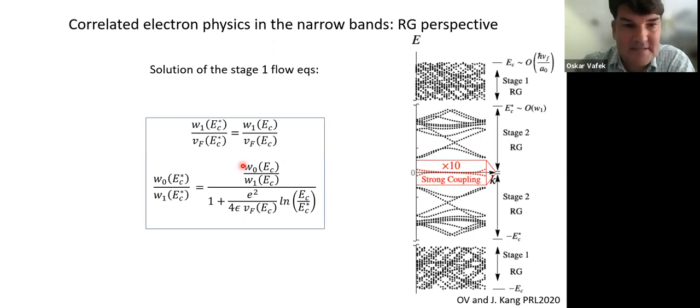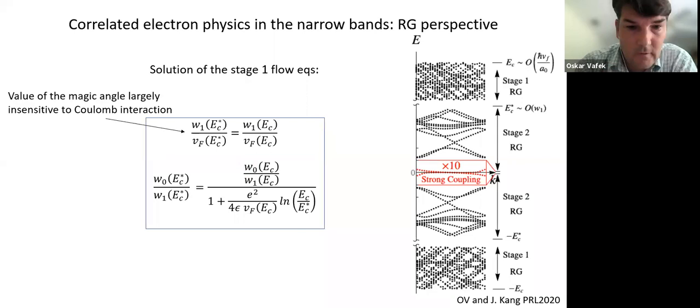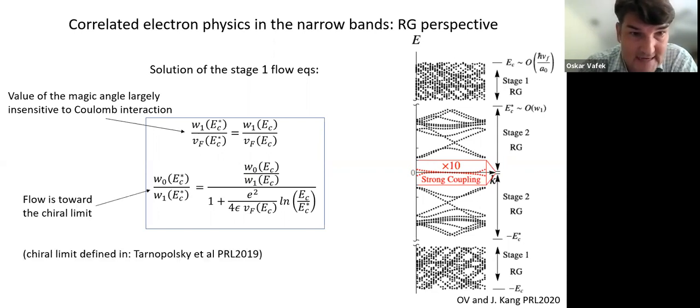So this is what happens in stage one. As I mentioned, the first equation tells us that the value of the magic angle is largely insensitive to the Coulomb interaction, and the second one tells us that we are flowing towards the chiral limit, which was defined in this beautiful paper by Grisha Tarnopolsky, Alex Kruchkov, and Ashvin.